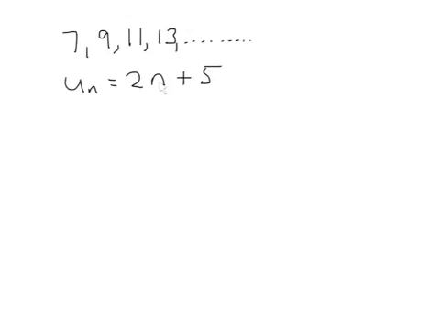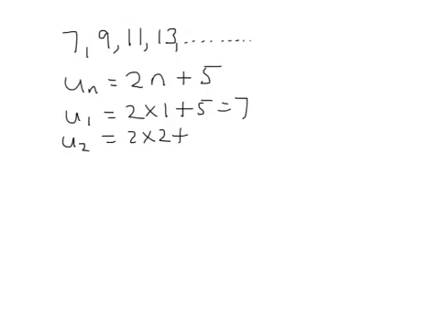The n is the number of the term, so the first term, when n is 1, 2 times 1 is 2, plus 5 is 7. So we can say when n equals 1, u1 is 2 times 1 add 5, which is 7. n could be any number though, n could be 2. So when n equals 2, instead of writing n there, I've written 2, so it's 2 times 2, add 5, 4 and 5 is 9, and so on.